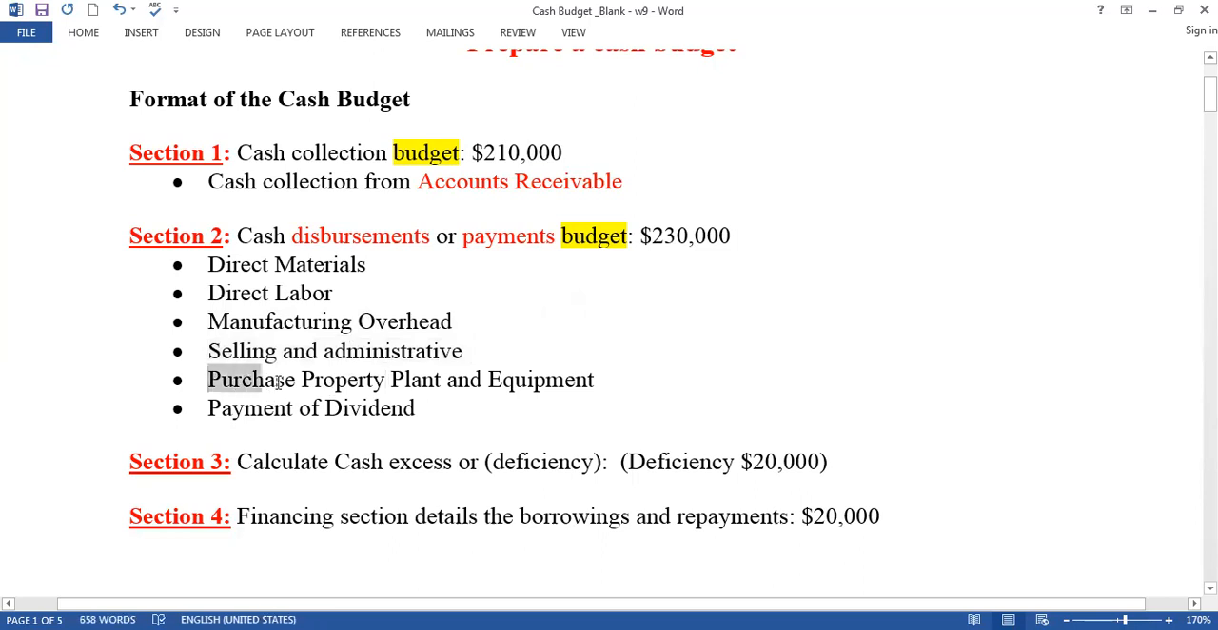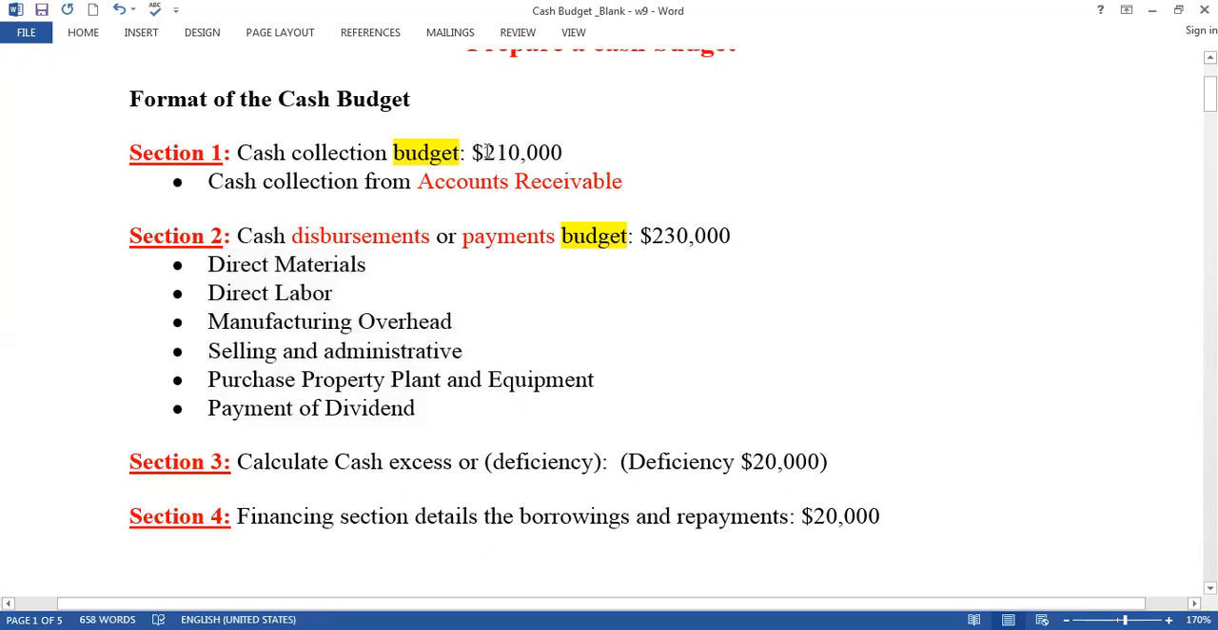We can buy property, plant and equipment. We can pay cash. We can pay dividends by using our cash. So these are the expected cash payments for the future. These are some examples. So we usually receive cash from accounts receivable, and we use this cash for payment of several transactions, and these are the transactions that we need to pay money for.